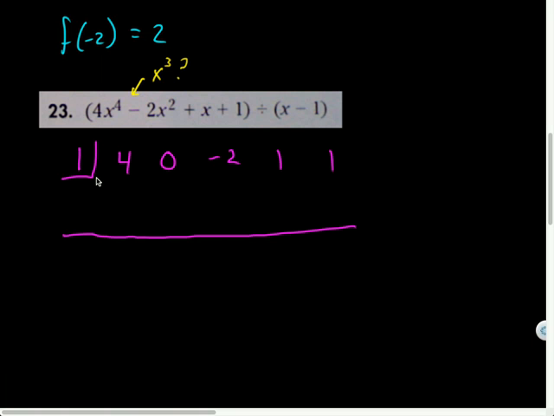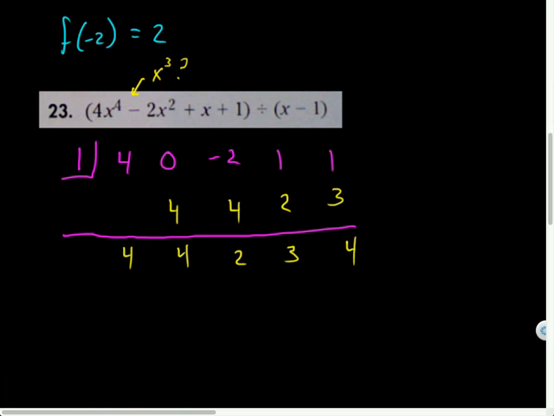So let's add, multiply. Bring down the 4, multiply by 1, add, multiply, add, multiply, add. Wait a minute. I think I've... No, you're right. I was worried I was multiplying by 2's for a minute there, and then I was confused. That would do it. And then add.